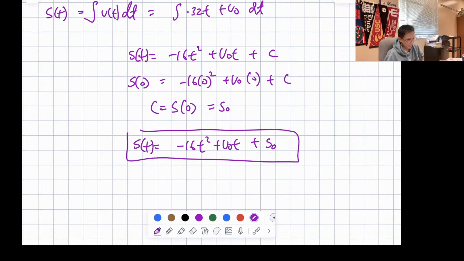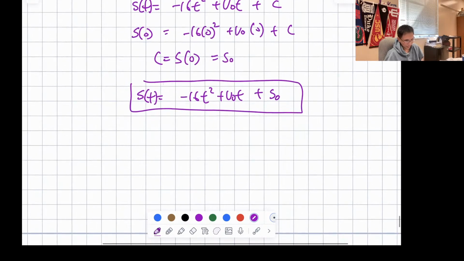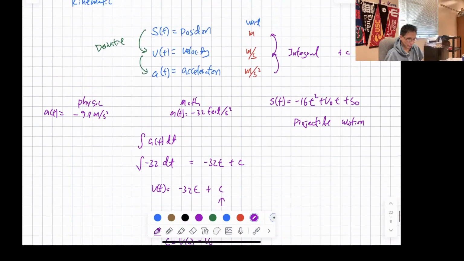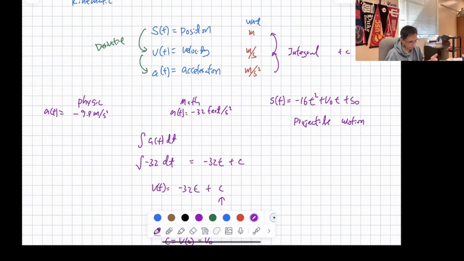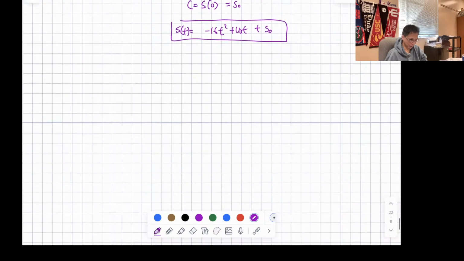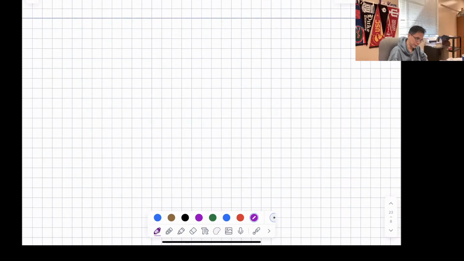So that's s of t. Now we know a little bit about the relationship between position, velocity, and acceleration. If I integrate, I go the other way. I'm just giving you an overview of everything. But let's just say I have a velocity graph like this.